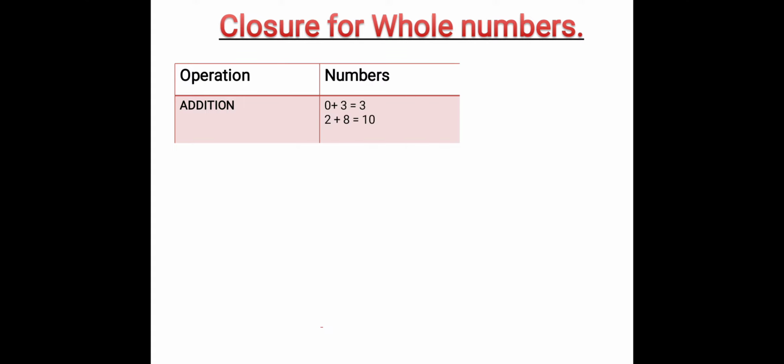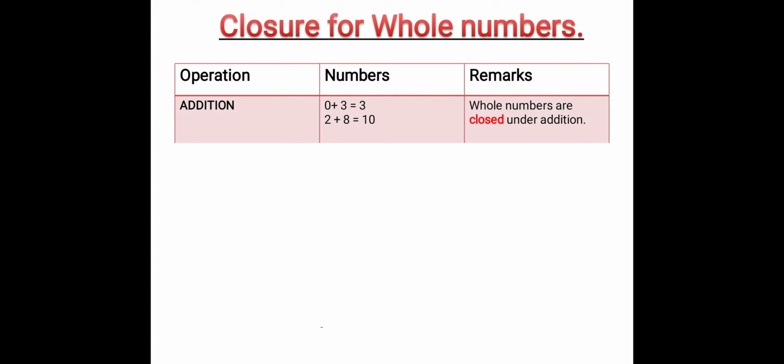0 plus 3 is 3. The answer is a whole number. 2 plus 8 is 10. The answer again is a whole number. You can add any two whole numbers. The answer will always be a whole number. So the whole numbers are closed under addition. That just means when whole numbers are added, the answer is always a whole number.